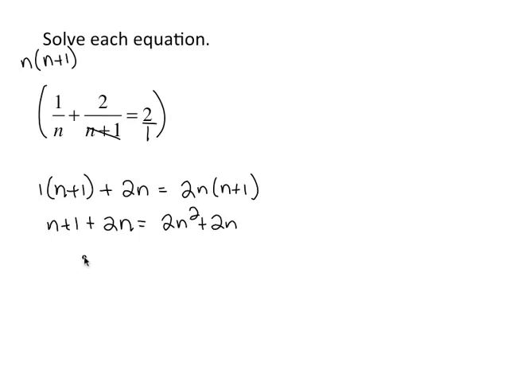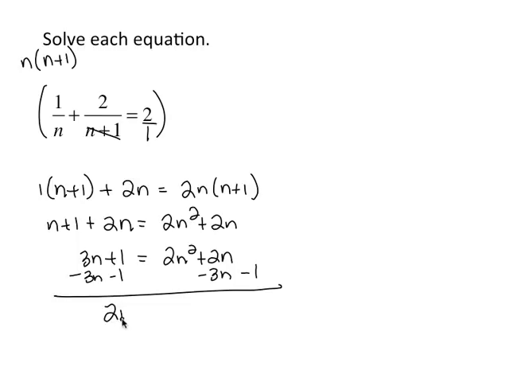So if I combine like terms here, I get 3n plus 1 is equal to 2n squared plus 2n. So because I want to solve this, and I know I have a quadratic equation because I have a second degree or an exponent of 2, I want to move everything to the right-hand side, so I can end up with 0. So I'm going to subtract 3n and subtract 1. Subtract 3n and subtract 1. And I get 2n squared minus n minus 1 is equal to 0.